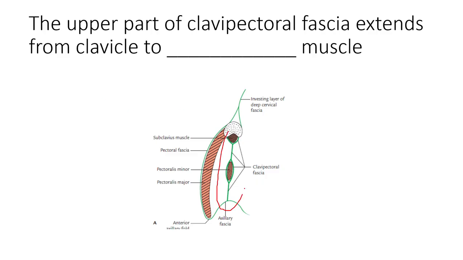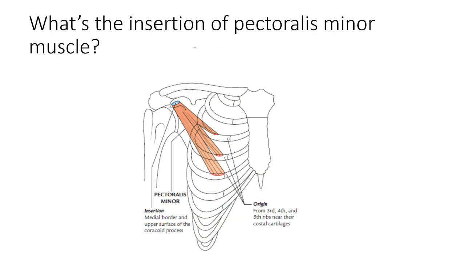Here we can see the clavipectoral fascia from the clavicle to the axillary fascia, and you can see it is enclosing two muscles. It is enclosing the subclavius muscle and then the pectoralis minor. So from the clavicle enclosing the subclavius, it proceeds on to reach the pectoralis minor muscle, encloses it, and continues further to reach the axillary fascia to create the dome of the axilla. So which is the muscle? Pectoralis minor muscle. So moving on to the next question.